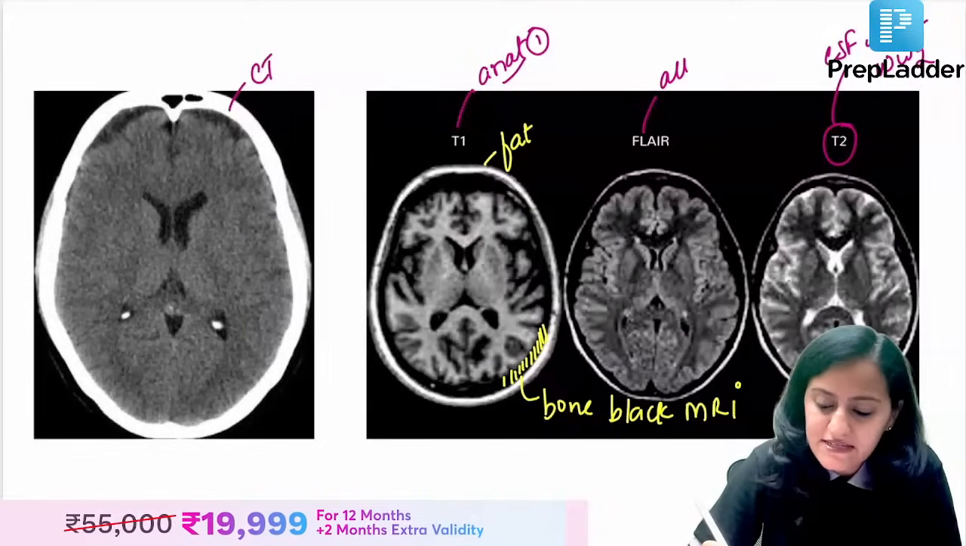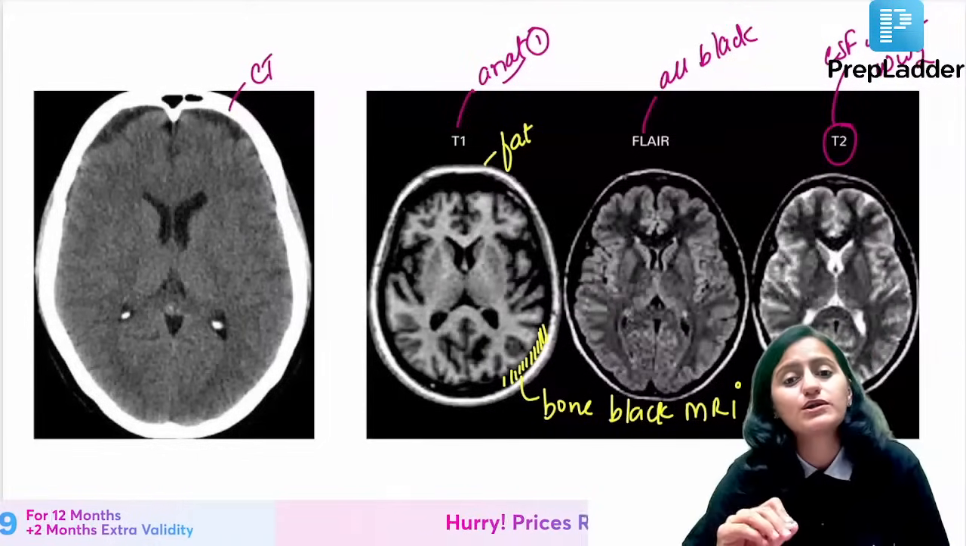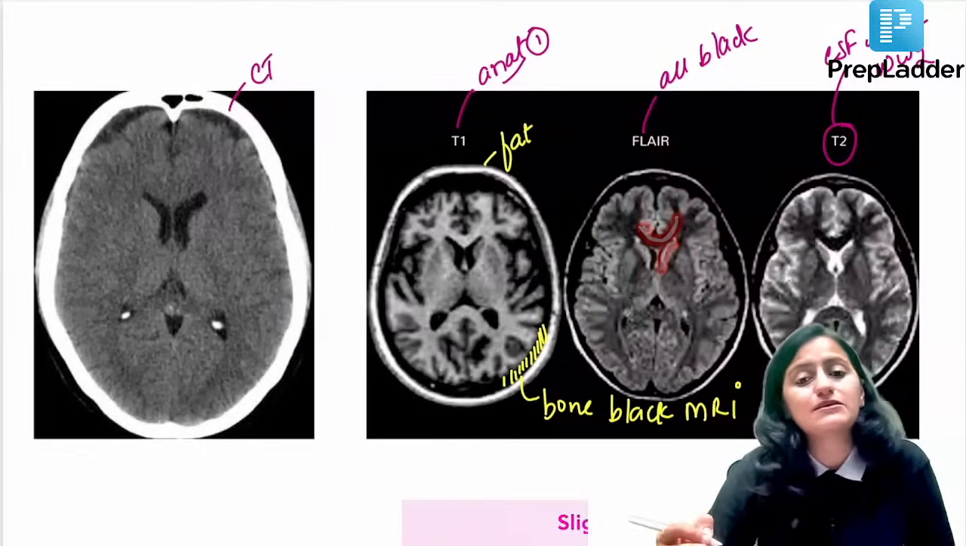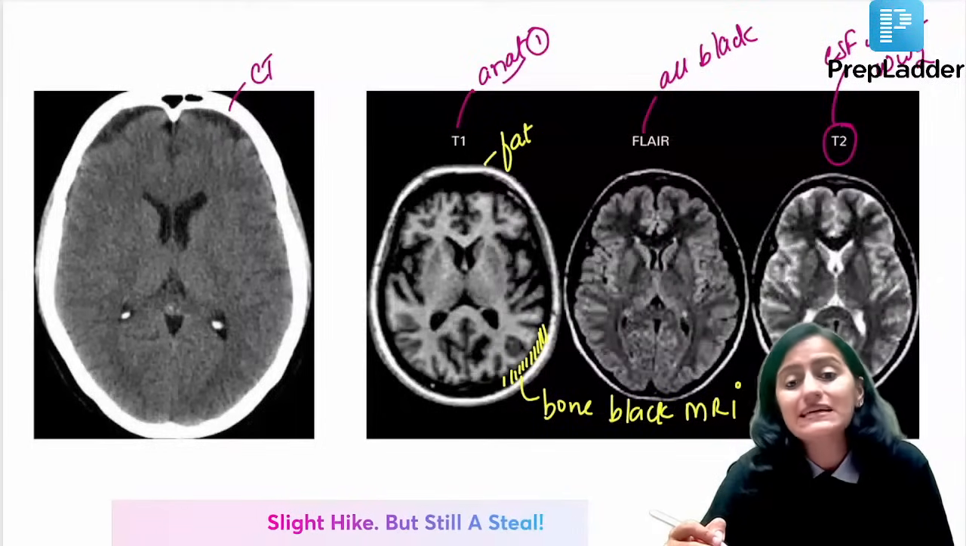In FLAIR, it is all black. That means the water is also black and the white matter is also black. So you see the water also black, the white matter also black. It's going to be FLAIR, right?